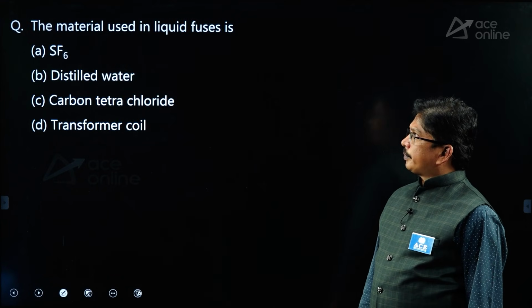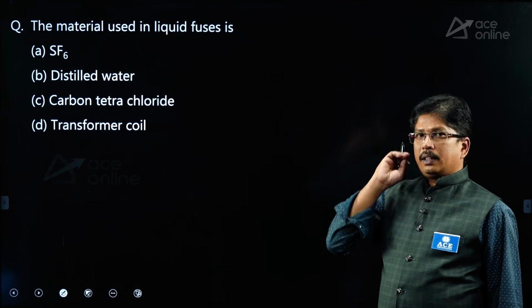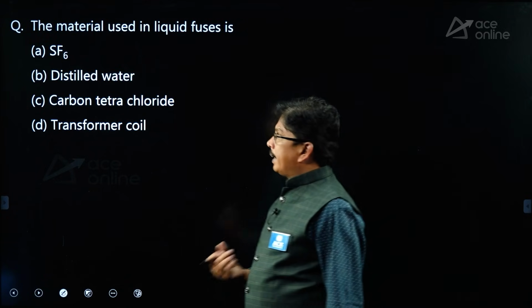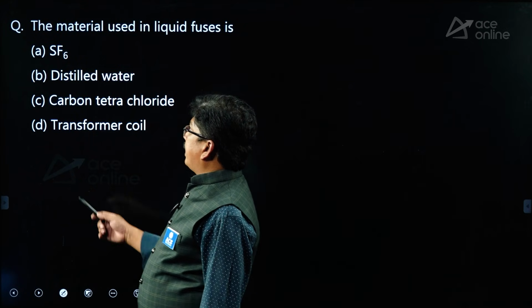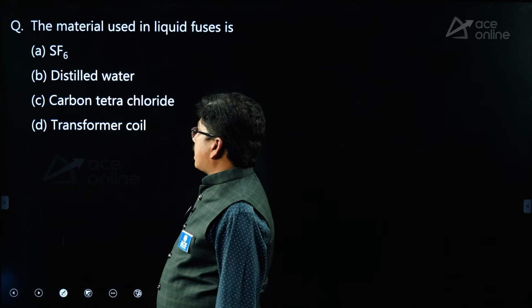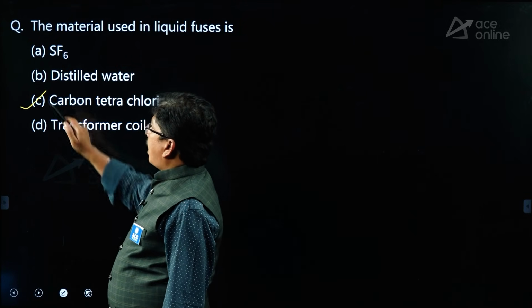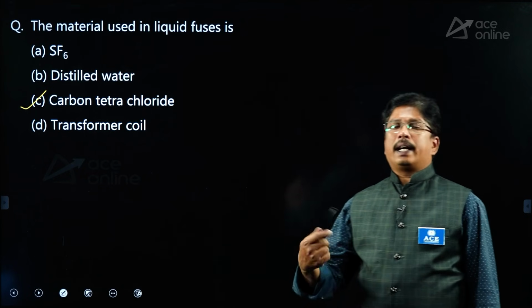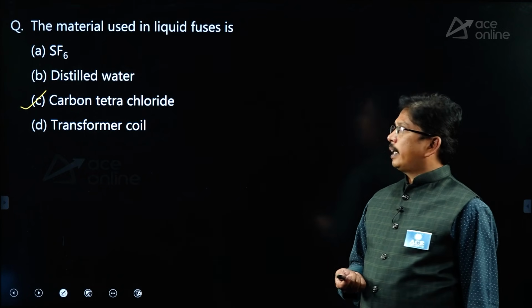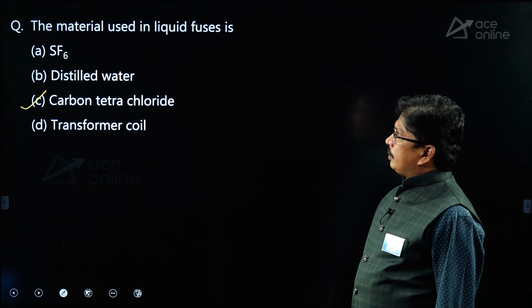Right, students? The material used in the liquid fuses. Liquid fuses means, in case of circuit breakers we can use SF6, and in case of oil circuit breakers we can use transformer oil, and in case of liquid fuses we can use carbon tetrachloride, because of its high dielectric strength.